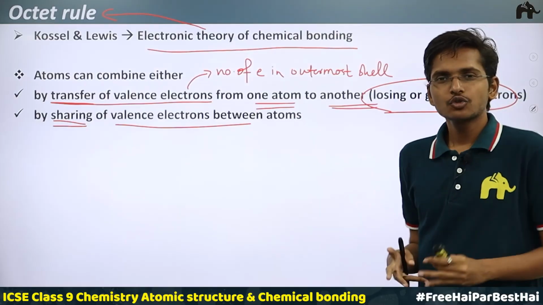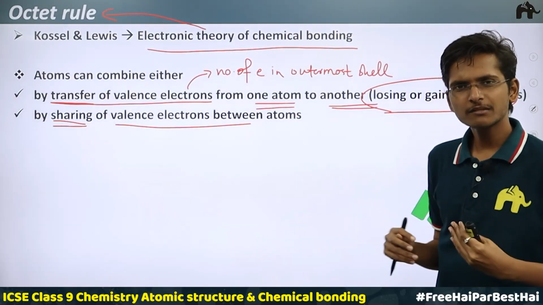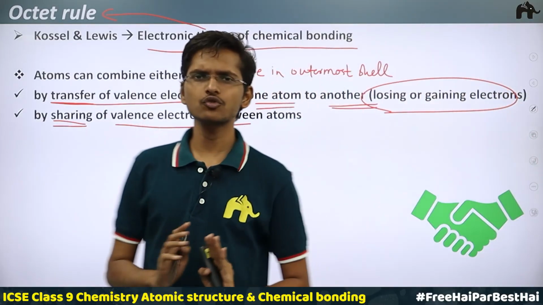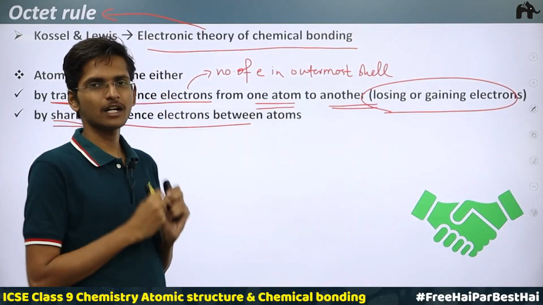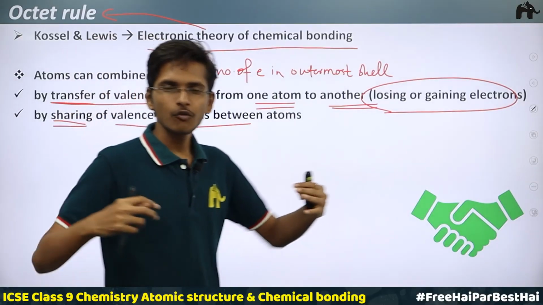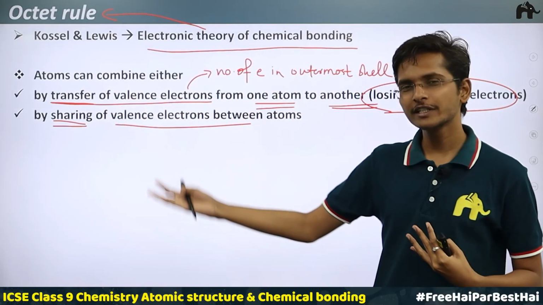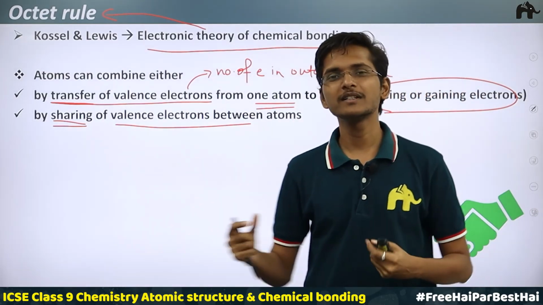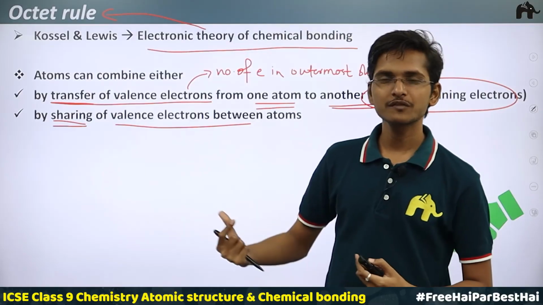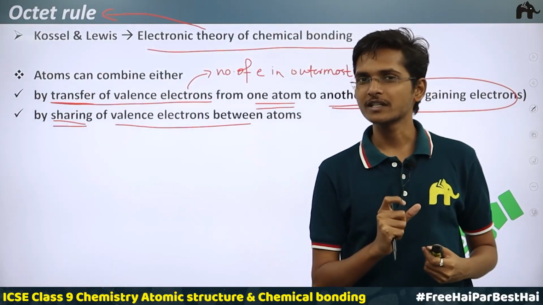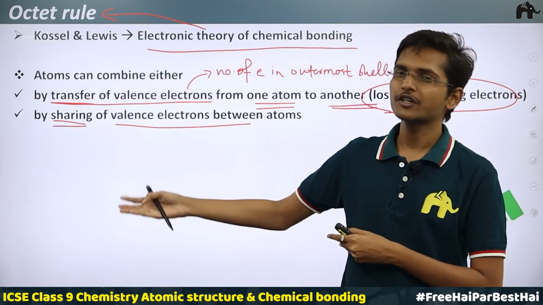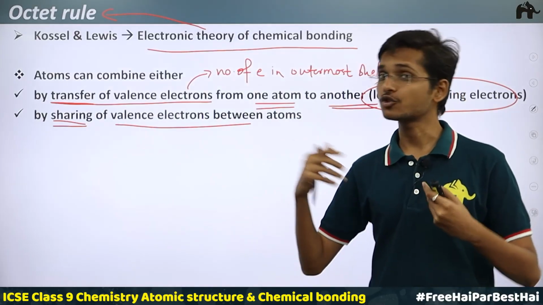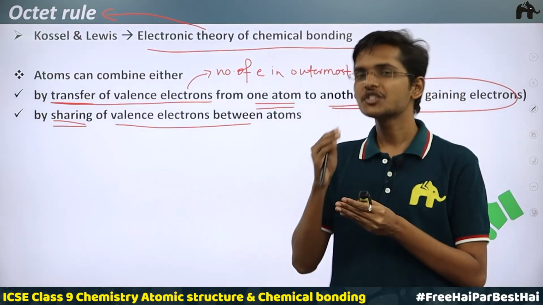So they won't transfer. One atom won't completely give its electrons to another atom, and the other atom won't completely take up those electrons. What they would do is see that you also need electrons, I also need electrons, so we can share. Simply the way you and your best friend share one single chocolate. You think your best friend should also be happy, and your best friend thinks you should also be happy, so you just share that chocolate.